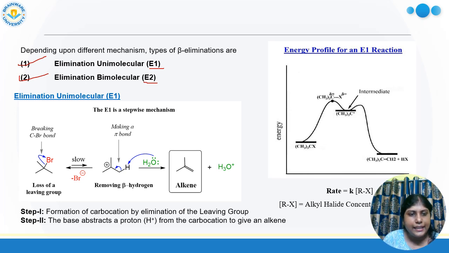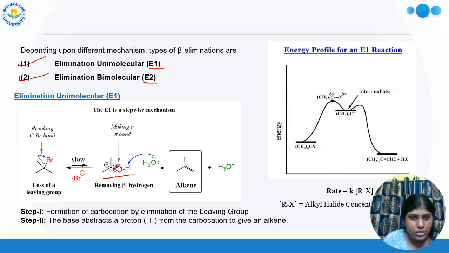Suppose it is an alkyl halide. Now Br, that means bromine, is the leaving group here. So if bromine is removed here, then a carbocation will form. Now if the water molecule is treated with this carbocation, this water molecule accepts this proton. Here the water molecule is like a base, so it will abstract the proton and this C-H bond will break and double bond will form. So this is an alkene. The product is alkene.